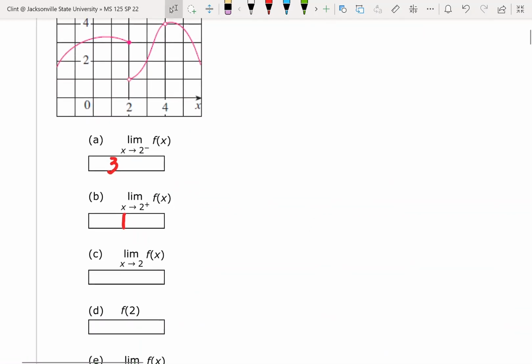And then C, as for just the two-sided limit as x approaches 2, so what's it going to be? Does not exist, because, yeah, they're not equal. The one-sided limits are not equal, so the two-sided limit does not exist.